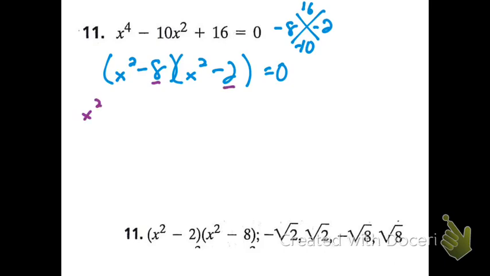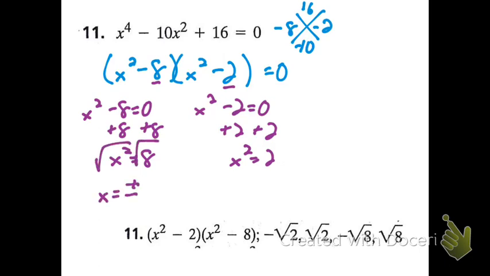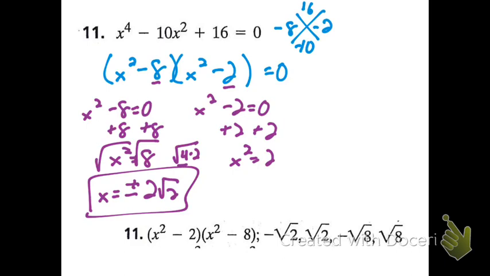So we're going to have x squared minus 8 equals 0, and x squared minus 2 equals 0. We're going to solve each of those. All right, so I get x squared equals 8, x squared equals 2, square root here, square root there. x is equal to plus or minus, can't forget that. Now 8 breaks down to 4 times 2. The square root of 4 is 2, so 2 root 2 and negative 2 root 2 are 2 solutions.